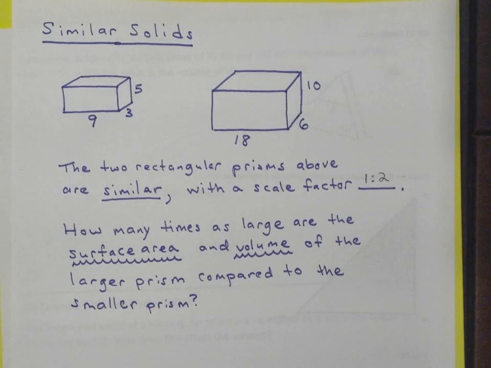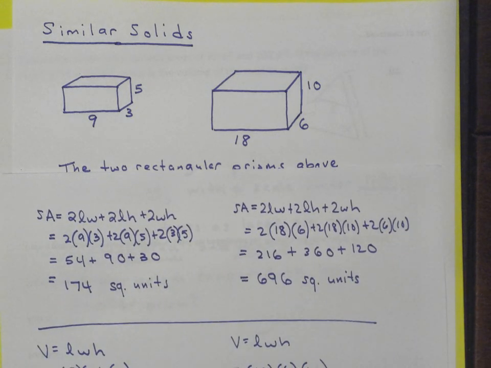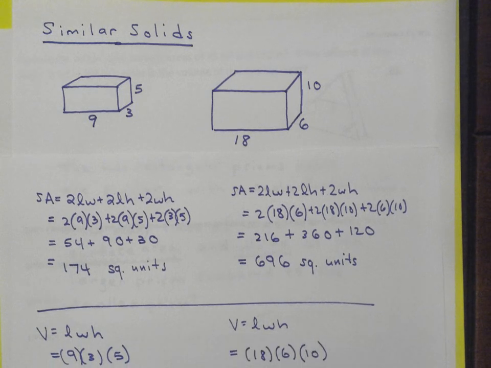Calculate the actual surface area of these two prisms. Calculate the volumes of these two prisms. Like I said, the natural thing is to think that if I multiply all the dimensions by 2, then I'm going to double the surface area and the volume. Well, I have right here the actual calculations. The surface area of the first figure is 2 length width plus 2 length height plus 2 width height. If I go ahead and do that, that's going to give me 174 square units. For the second figure, I get 696 square units.